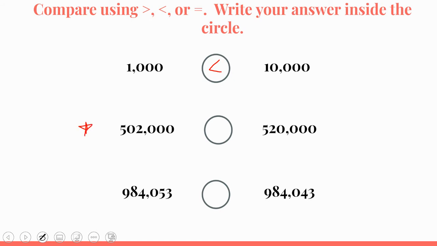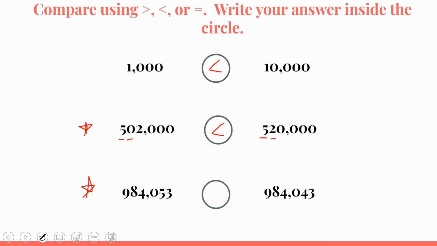502,000 and 520,000. So I'm looking at my place values. 5, 5. Okay, that's the same. 0, 2. Well, I know that 520,000 is greater than 502,000 because there's a 2 in the 10,000s place and a 0 in the 10,000s place in that number. Go ahead and do this last one.